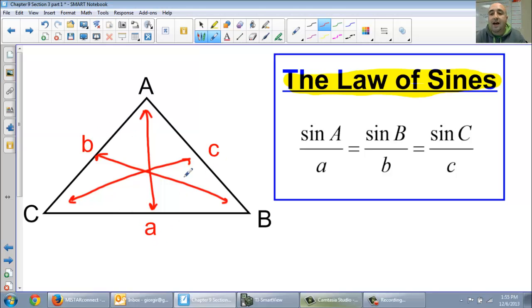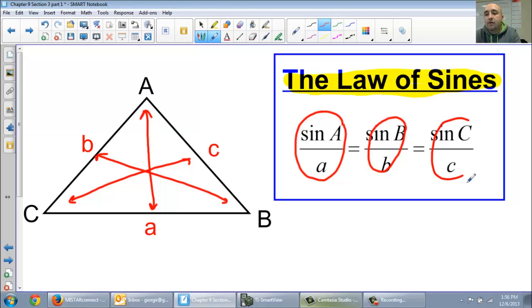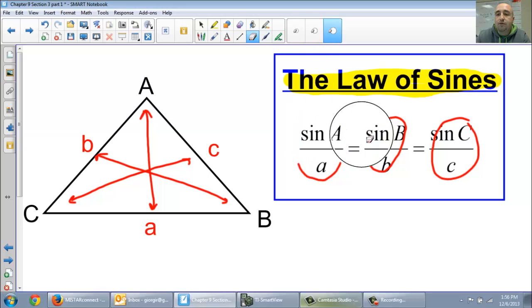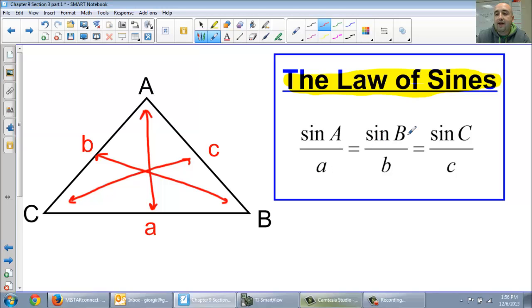Okay, so the law of sines says that you can take the sine of your angle and divide it by your side, matching A and little a, and you can do the B's the same way and the C's the same way. Now, you're only using two of these at a time. You're never going to have to use all three of them at a time. But they're always equal to each other. So basically you have two fractions and they're equal to each other. This really won't make much sense until we do a couple of examples. So sine of angle A over little a is equal to sine of angle B over little b, which is equal to sine of angle C over little c.